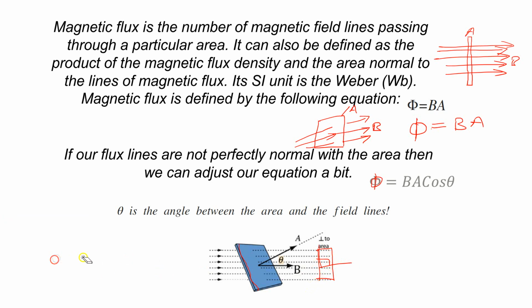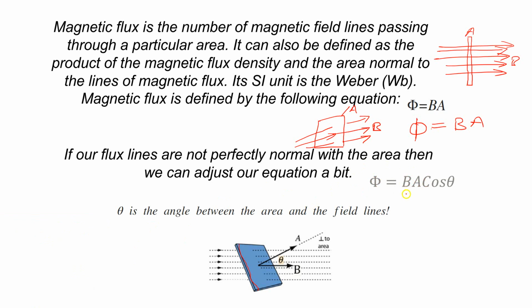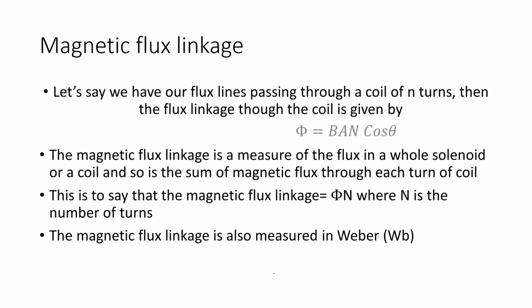So to consider this, we have to adjust our equation a bit to say that psi, which is your magnetic flux, is equal to the magnetic flux density B times the area times cos of the angle between the area and the magnetic flux density. We'll use those equations as we go along. But another thing we must know is what we call the magnetic flux linkage.